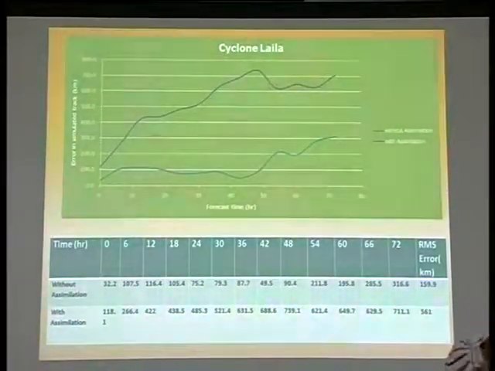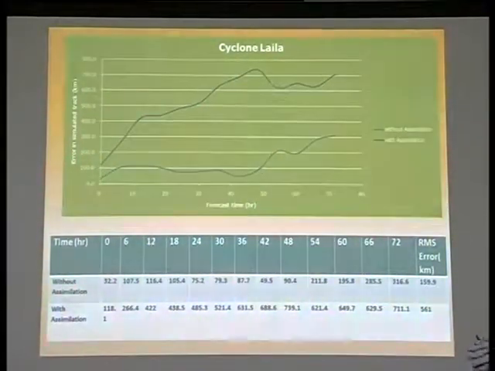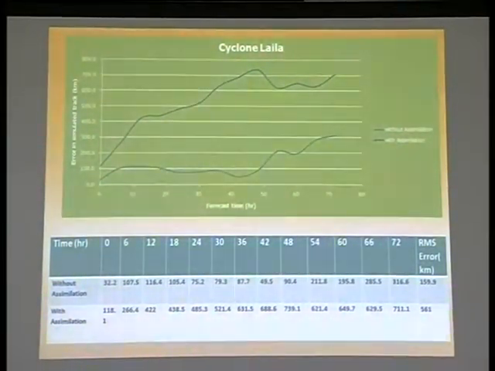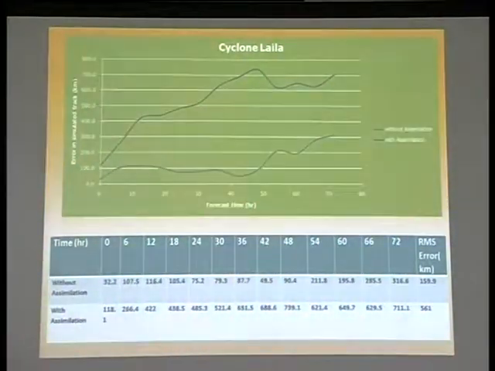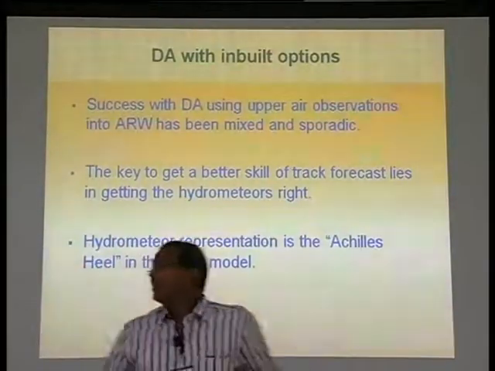Whenever a cyclone curves after landfall and re-emerges, the WRF, it is the Waterloo for the mesoscale model. When it's recurving, it's extremely difficult to capture. Professor Ravi will agree with me on this. Okay, so what is the story?